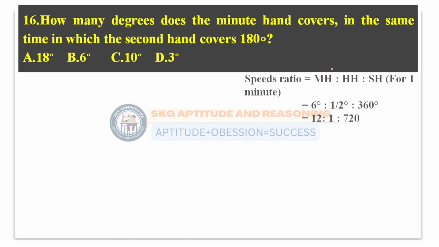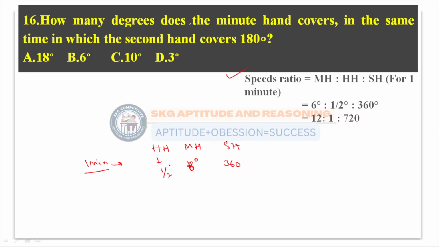Let us go for the next question. Okay, this will be the next question. In order to solve this question, you need to remember this key point here. Hours, minutes and seconds hands of a clock. By taking 1 minute as reference, in 1 minute, the seconds hand will rotate 360 degrees. In that time, the minutes hand will rotate 6 degrees, and the hours hand will rotate half a degree.